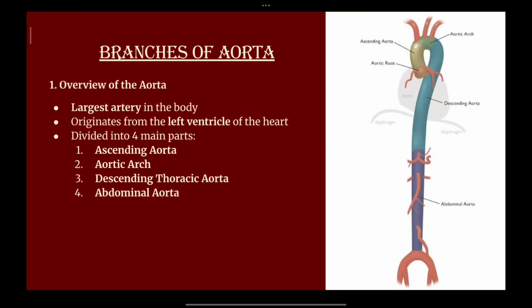Now moving to the branches of the aorta, the last topic for today's video. Here is an overview of how the aorta is divided. The aorta is the largest artery in the body, and it originates from the left ventricle of the heart. It is divided into four main parts. The first one is the ascending aorta. The second part is the aortic arch. Next we have the descending thoracic aorta, and finally the abdominal aorta. These are the different parts of the aorta, the largest artery in the body.